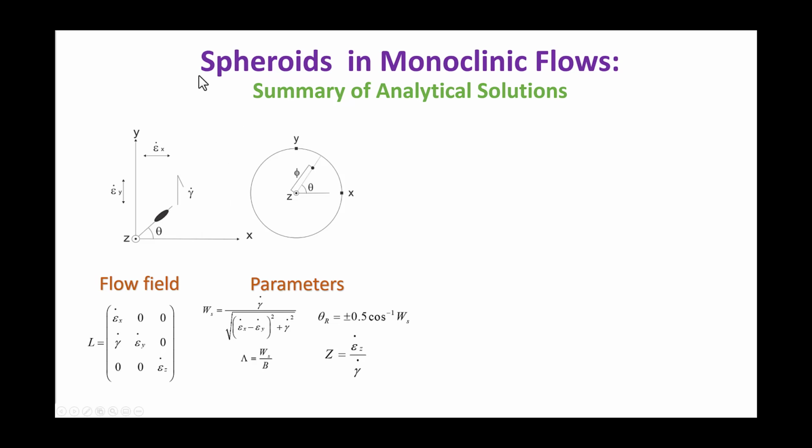I will start with the spheroids in monoclinic flows. Monoclinic flows can be described by a velocity gradient tensor like this. In the coordinate system XYZ, the shear plane is parallel to the y-axis. The shear strain rate is gamma dot. The strain rates parallel to the x, y, and z axes are respectively epsilon x dot, epsilon y dot, and epsilon z dot. The vorticity is parallel to the z-axis. The vorticity normal section is the xy plane.